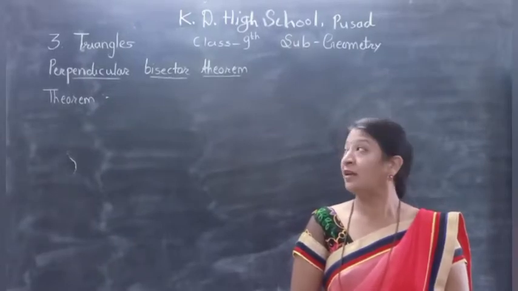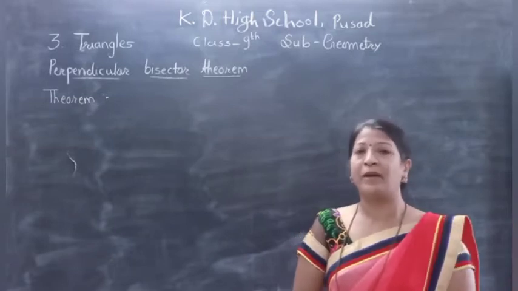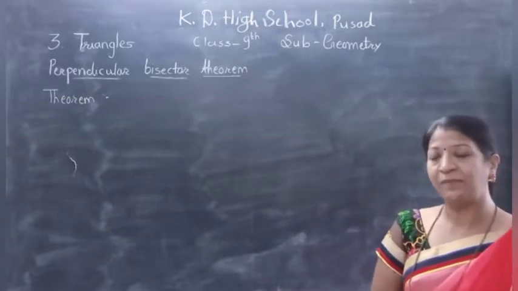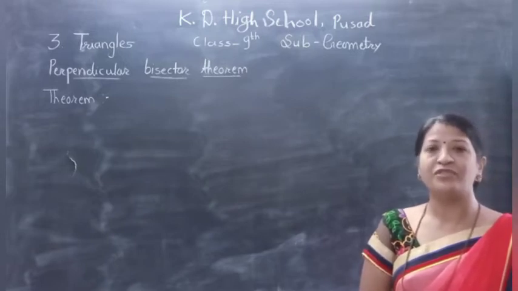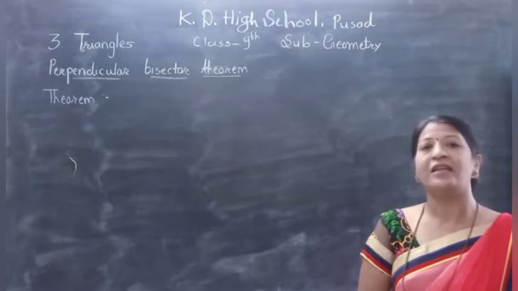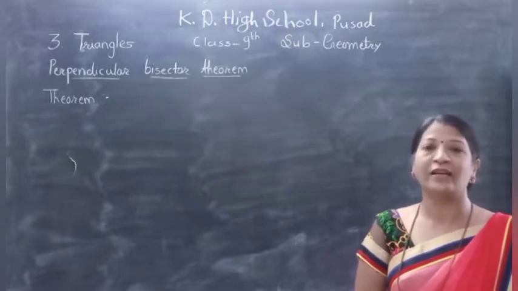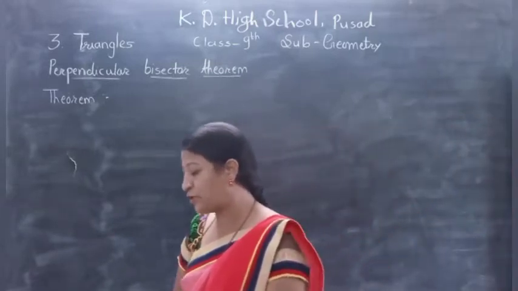Now let us start the theorem of perpendicular bisector. So perpendicular bisector theorem, we have to start. What is the statement? Every point which lies on the perpendicular bisector of a segment is equidistant from the end points of the segment. You can open your textbook, page number 39.